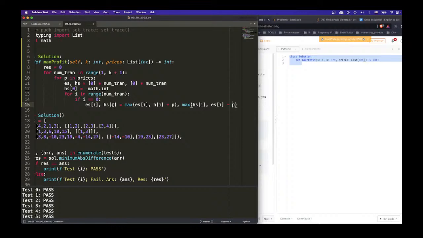So we can just set HS0 equal to minus P. We can just set this to minus P, and then we go from 1 to number of transactions.